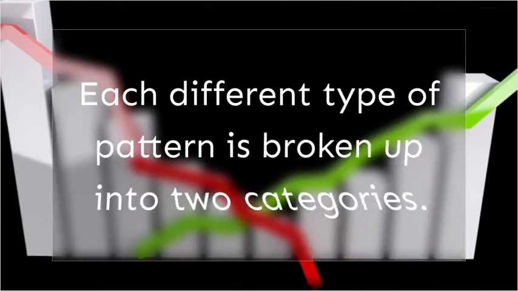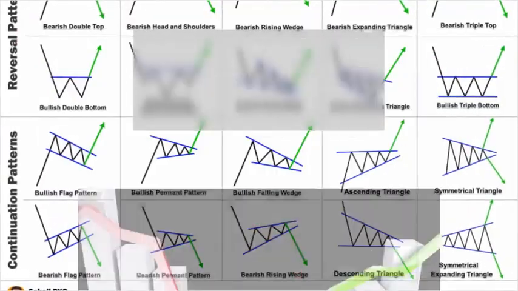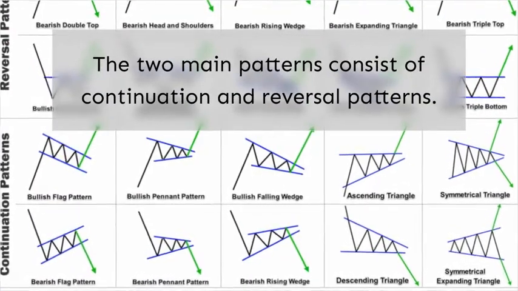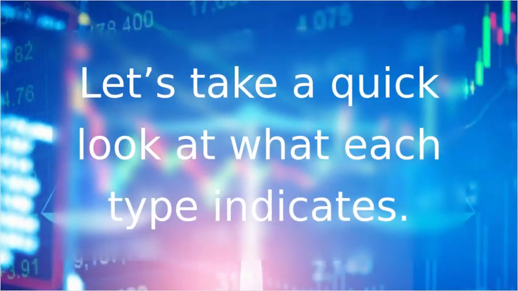Each different type of pattern is broken up into two categories. The two main patterns consist of continuation and reversal patterns. Let's take a quick look at what each type indicates.